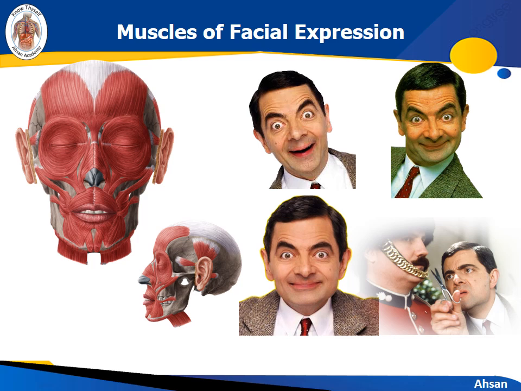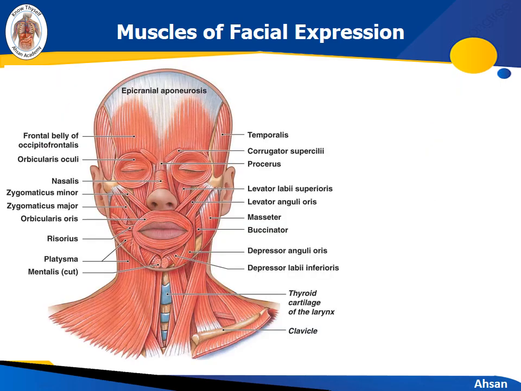So these expressions are together controlled by all the muscles of facial expression. There are a number of muscles of facial expression. Above, you can see the labeling from above downward. The muscle above is known as the frontal belly of occipitofrontalis.